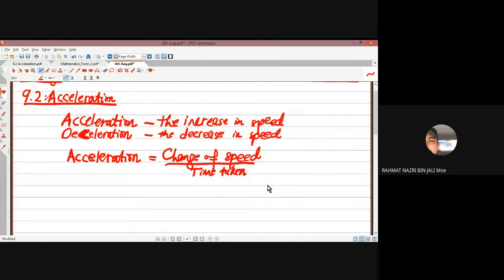Okay, the next note is acceleration, or we add here. We have a positive value. Then for deceleration, we have a negative value. Deceleration.